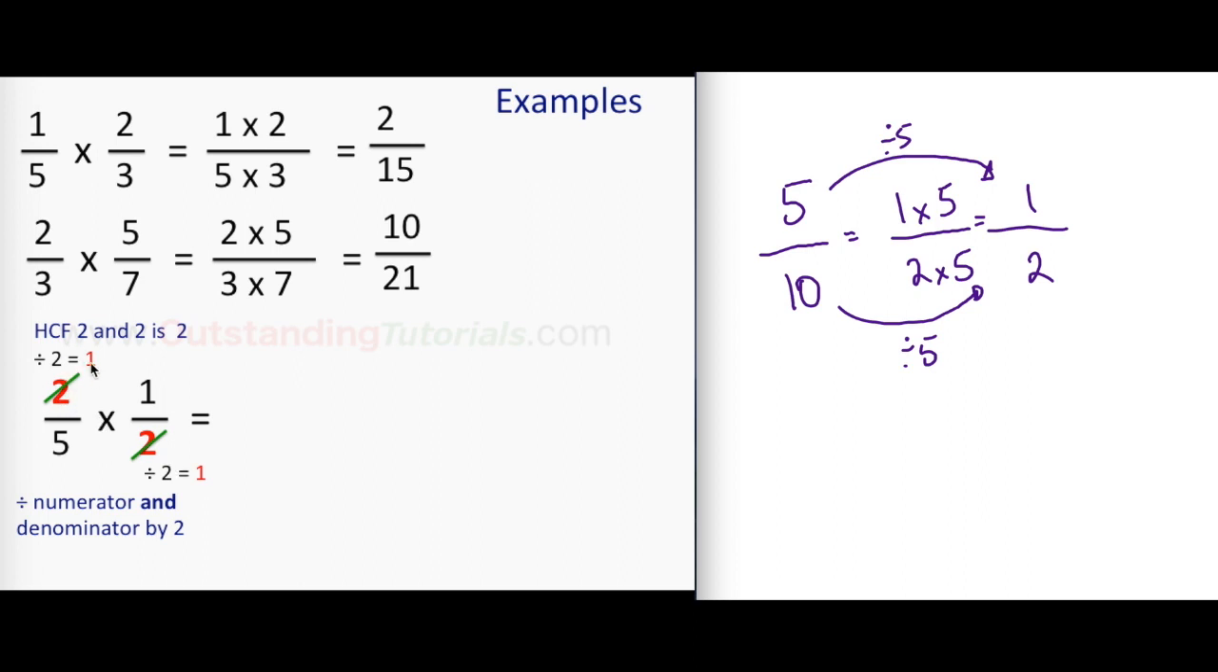This number is now 1. This number is now 1. So this multiplication then becomes 1/5 times by 1/1. Then we multiply the top and multiply the bottom as we would do normally. And look how simple the numbers have become. 1 times 1 is 1. And 5 times 1 will be 5. So 1/5.